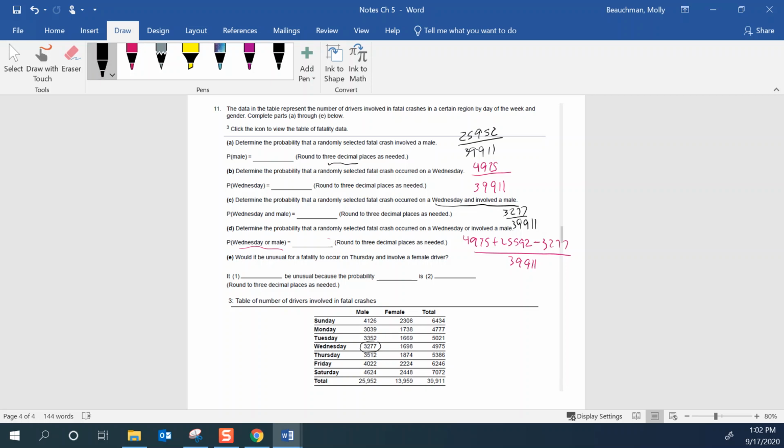All right, last question. Would it be unusual for a fatality to occur on a Thursday and involve a female driver? So Thursday and female. Here's Thursday. We have the number of males, number of females is 1,874, divided by 39,911. This time we'll go ahead and compute. 1874 divided by 39,911 is about 0.047.